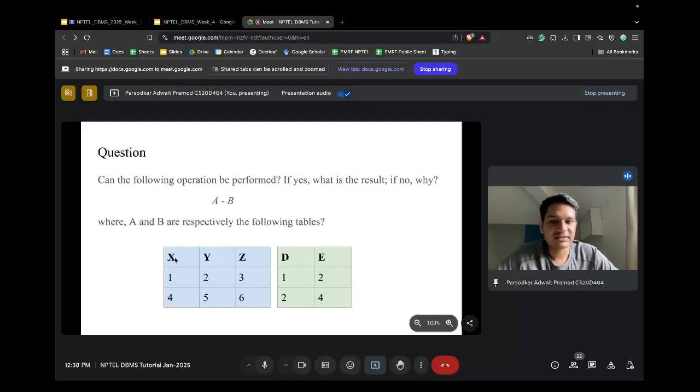Over here in this case, one could argue that x can map to d and y could map to e, but there's no attribute to which z can map. Therefore, the set difference operation cannot be used over here.